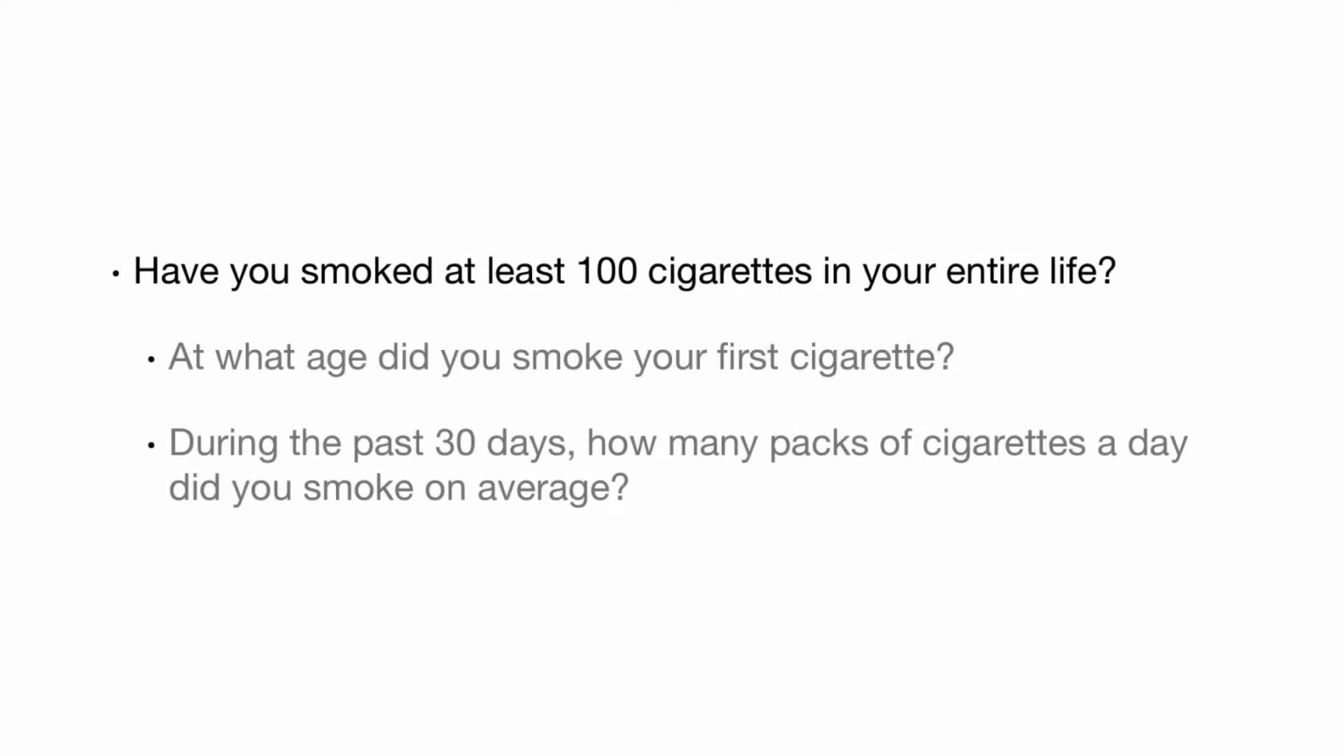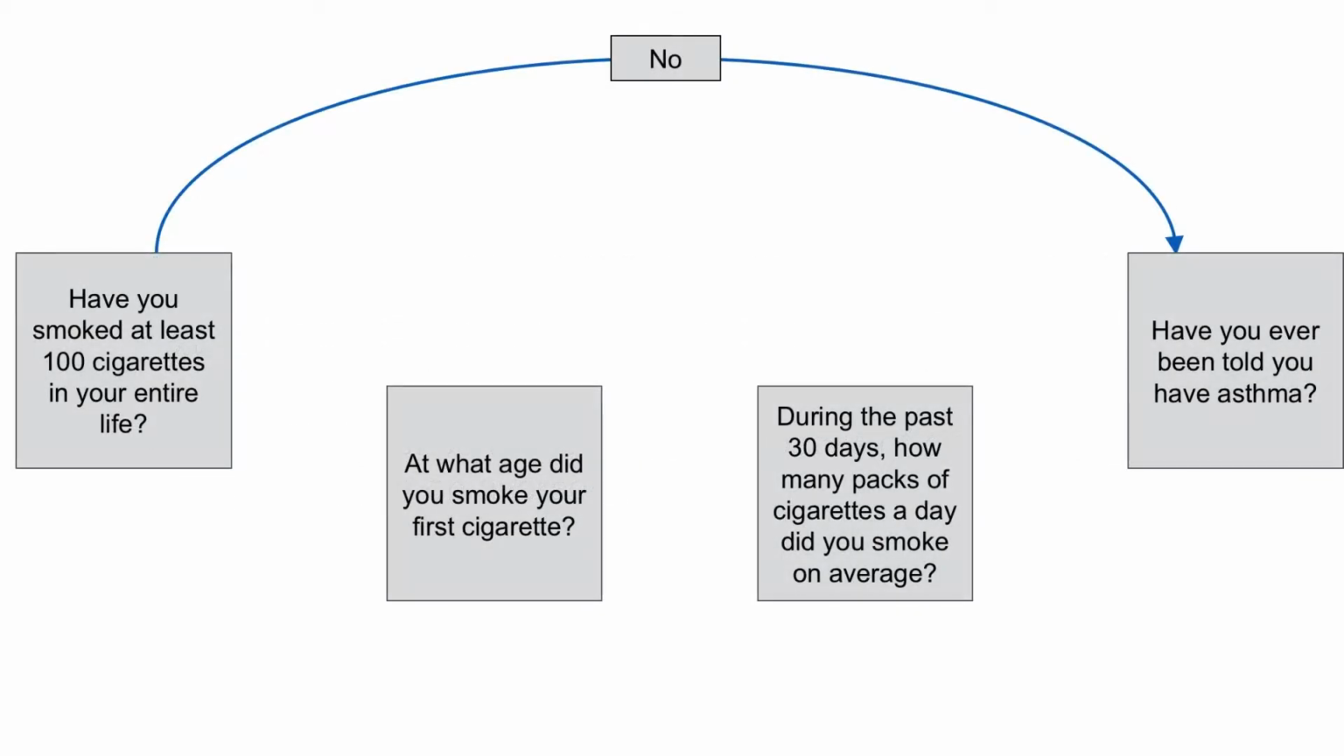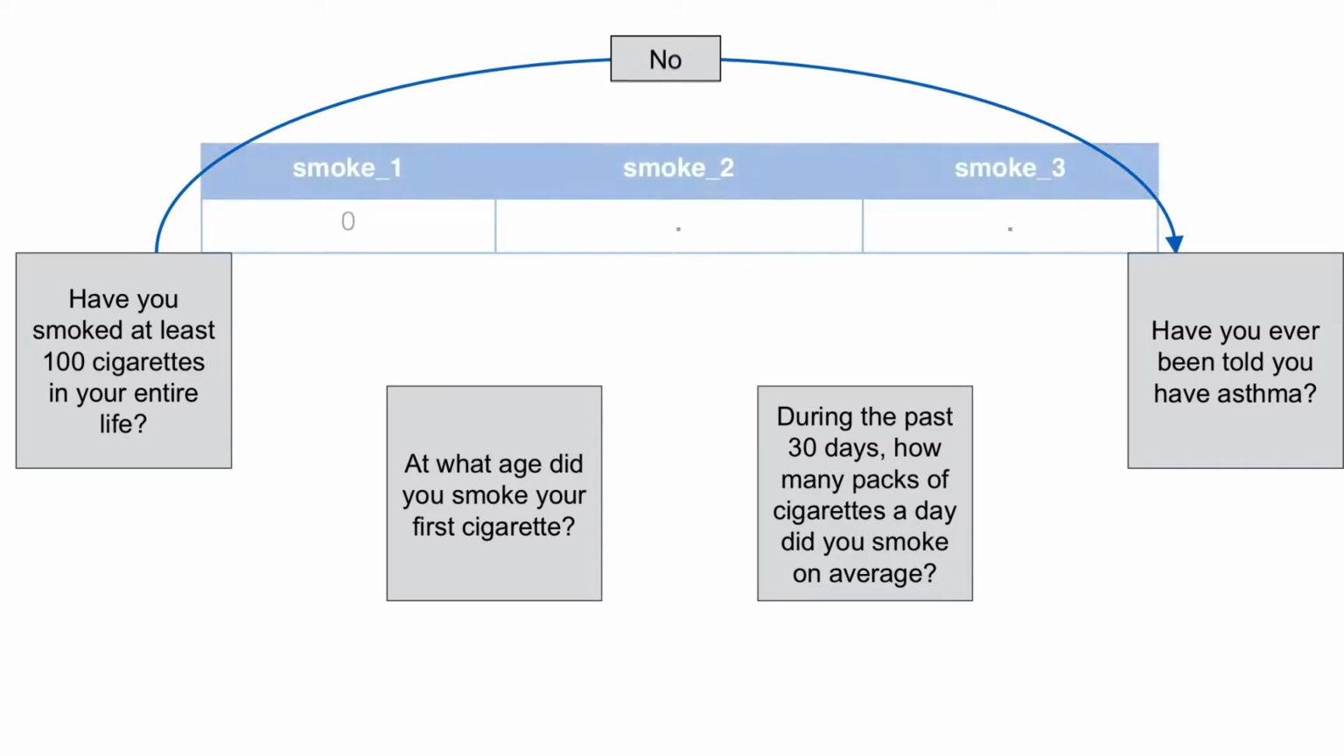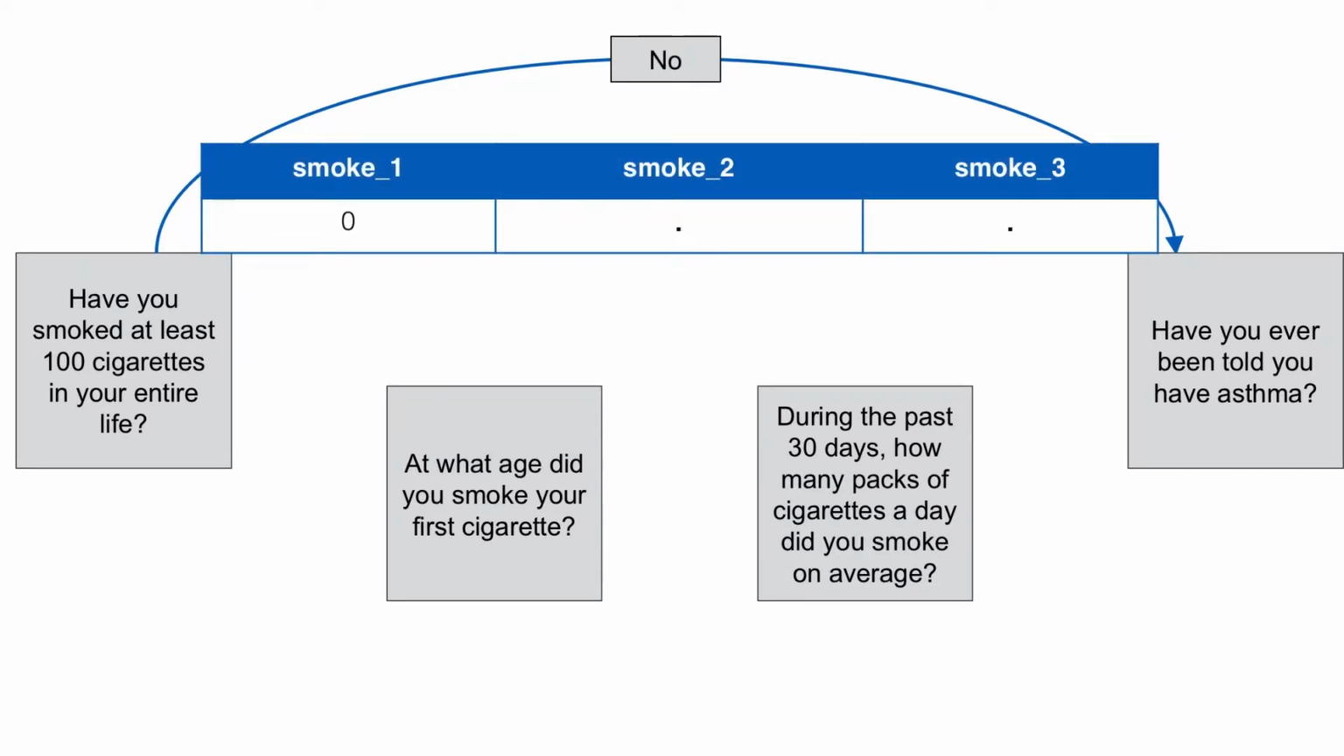We may also want to follow up with questions about age at smoking initiation and number of packs smoked per day. And again, if the participant tells us that they haven't smoked 100 cigarettes in their life, then we skip over the child questions. And again, the skip pattern will result in missing data in our dataset.